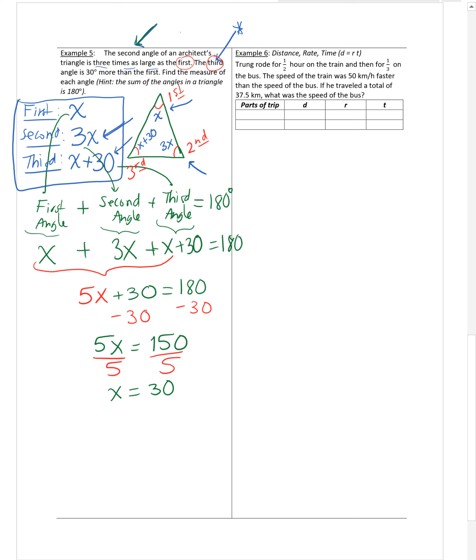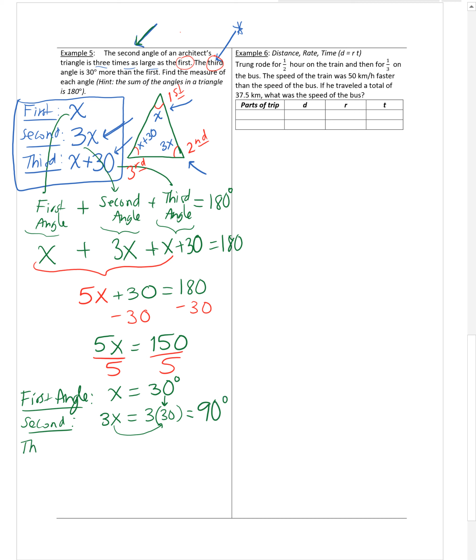Aha! Now this is where I got to remember, what the heck did x stand for again? What was the angle, the first angle? Aha! So that means the first angle must have been 30 degrees. All right. But they didn't just want the first one, they wanted the second one and the third one. Second. Remember, we labeled the second one as 3x. So if x is 30, 3x is, just replace x here with 30, since you know x is 30. So it must be 3 times 30, which is 90 degrees.